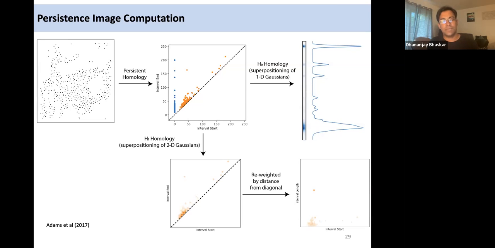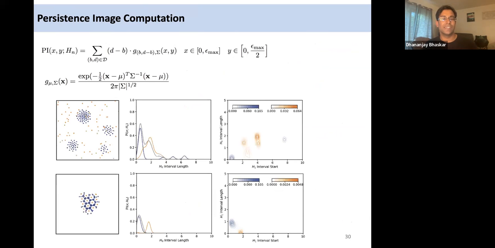The reason we want to use images is because from a machine learning perspective, we know how to deal with images of various kinds. So from this point forward, I'll show you results that we obtained using persistence images of dimension 1 persistent homology of these cell positions. What do these images look like? Well, I'll show you two different examples here. Maybe I'll go through the top example. Here we have two different cell types, blue and orange.